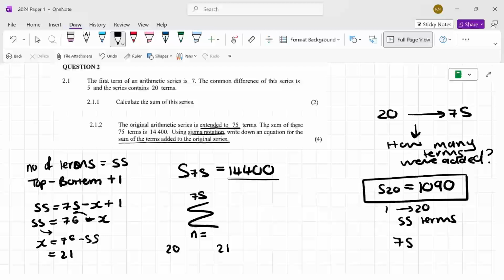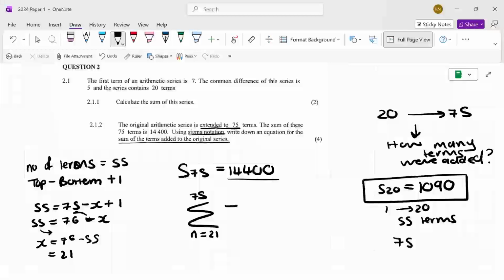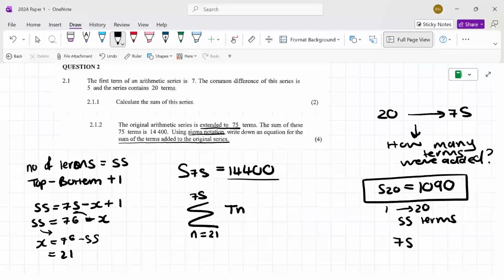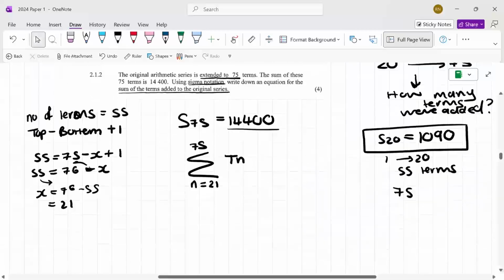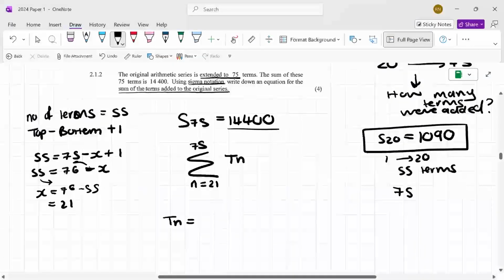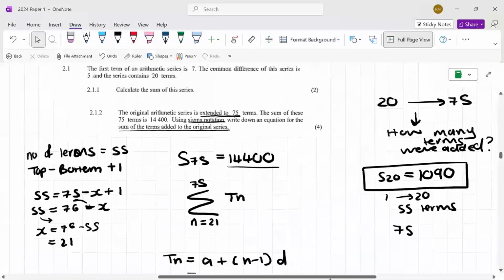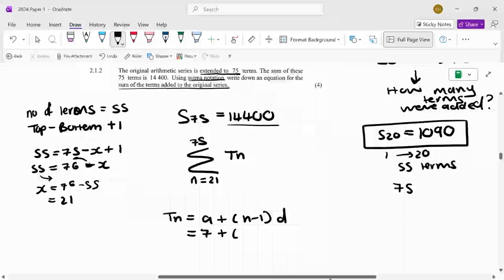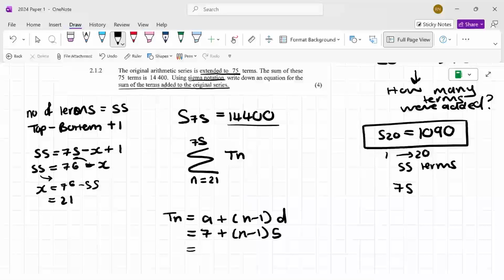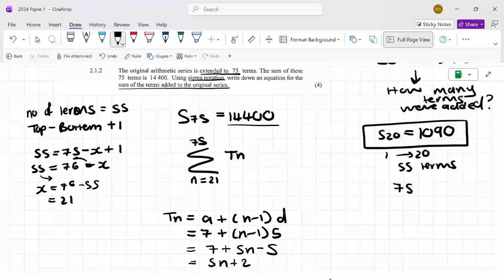And so that means that this number over here is going to be 21. And then inside the sigma, I'm going to put the Tn formula for my equation. What is the Tn formula for my whole thing? I know Tn for an arithmetic is equal to a plus n minus 1 times d. I'm told already that my a is 7, plus n minus 1 times the difference, which is 5. So my Tn in this case is going to be 7 plus 5n minus 5, so it's going to be 5n plus 2. That's going to be my Tn formula.